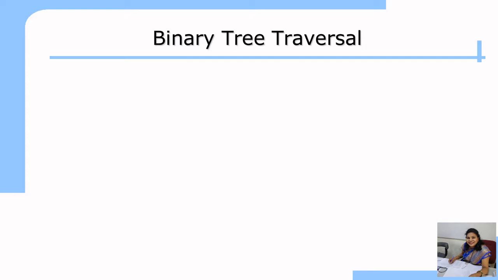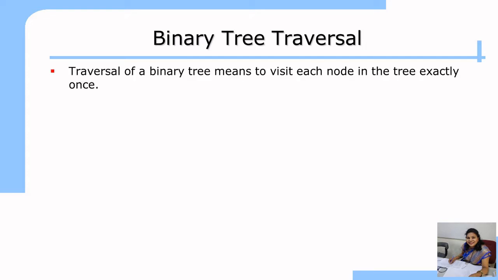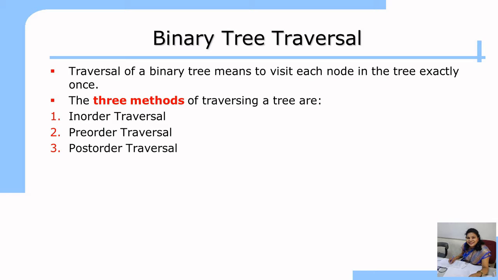So, let us start with the binary tree traversal. Traversing means visiting each and every element of any data structure once. So traversal of a binary tree means to visit each node in a tree exactly once. Since a binary tree is a non-linear data structure, we cannot traverse the elements of the binary tree linearly. So there are three methods for traversing the tree: in-order traversal, post-order traversal, and pre-order traversal. Let us understand one by one.